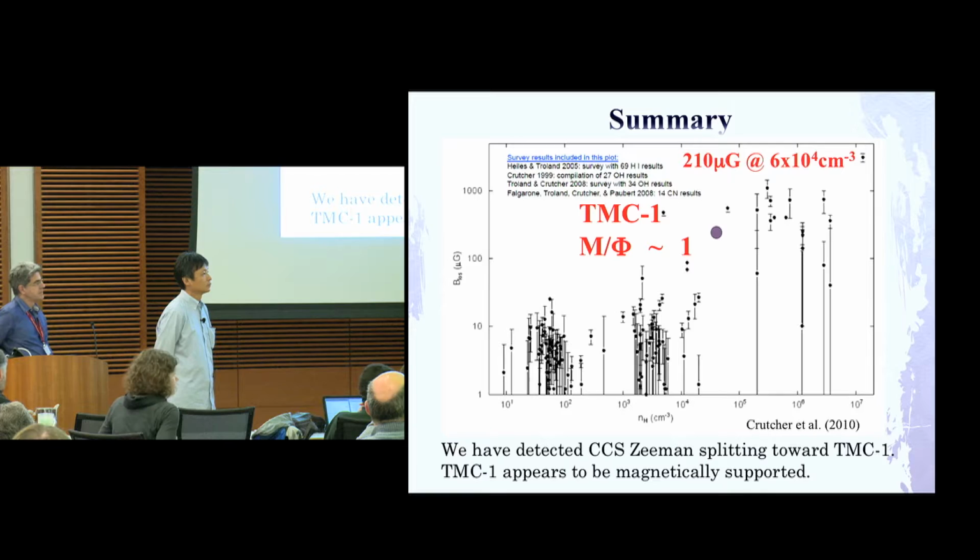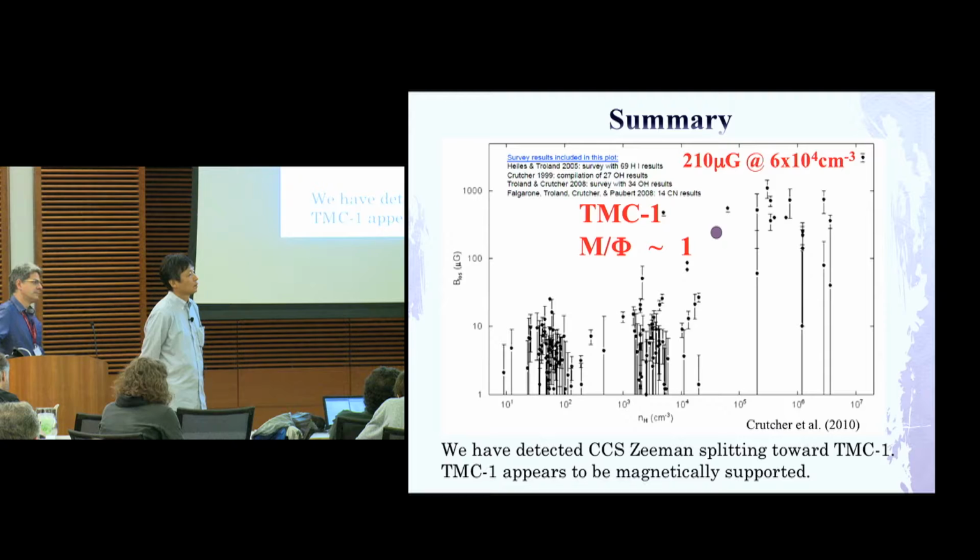We got a magnetic field strength of only 11 microgauss, and column densities and volume densities about an order of magnitude smaller than what you're sampling. But we got the mass to flux ratio being supercritical by a factor of 7. So taking this at face value, it means that the mass to flux ratio goes from supercritical in the lower density envelope to subcritical in the core.